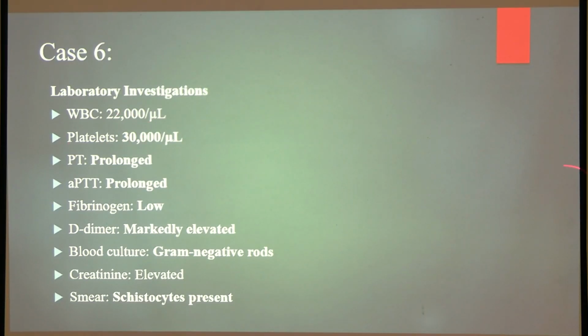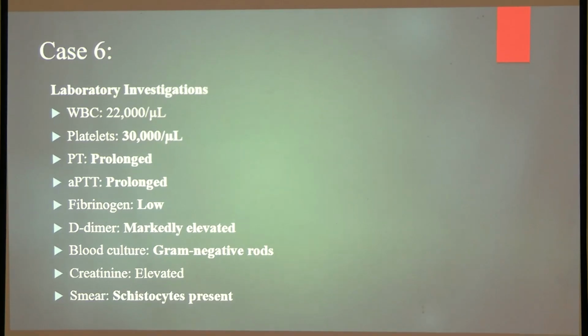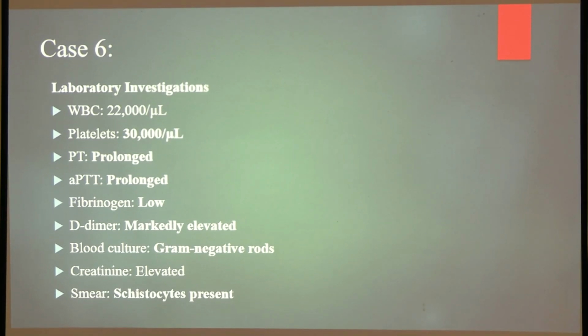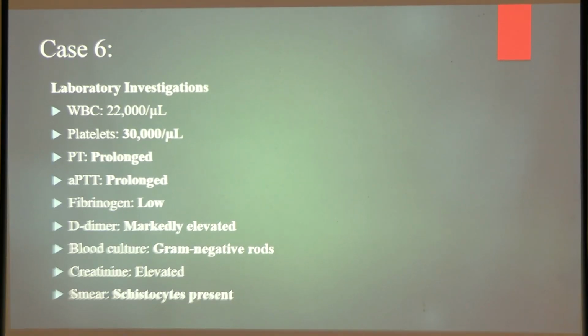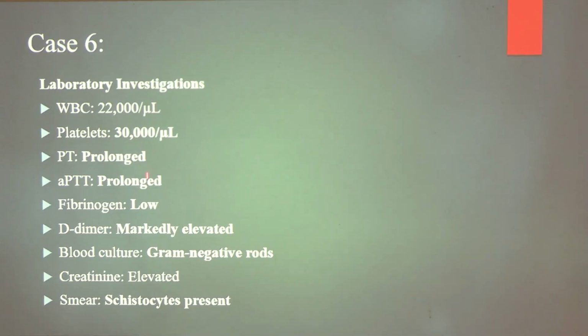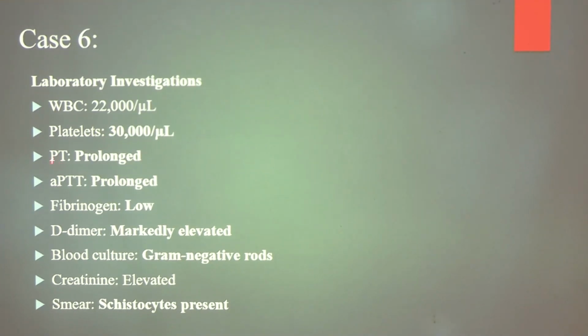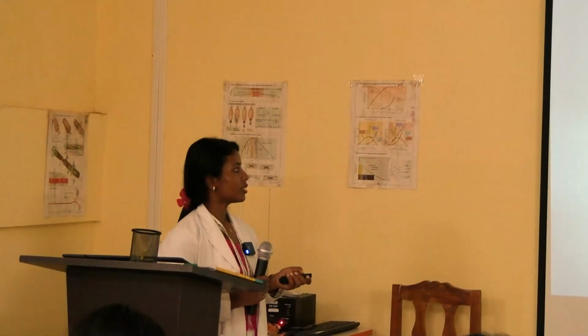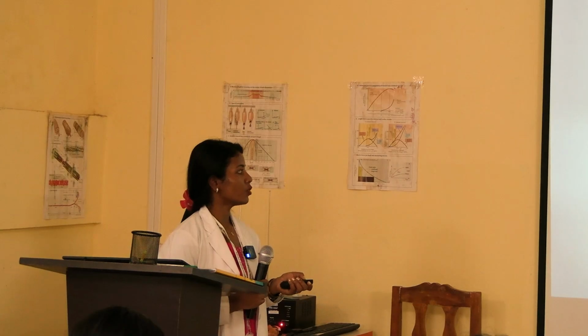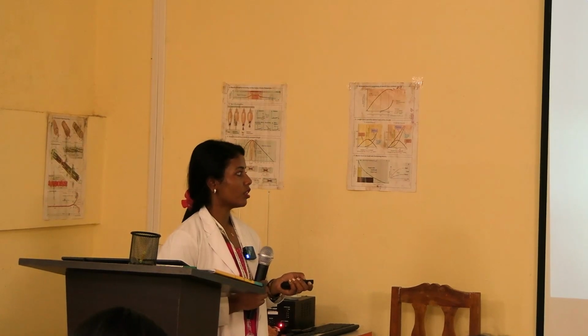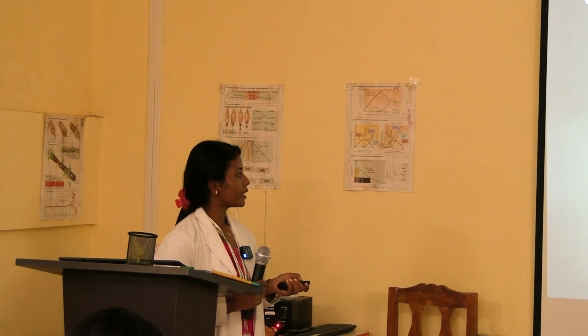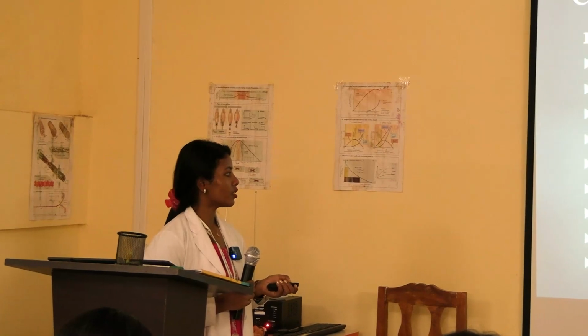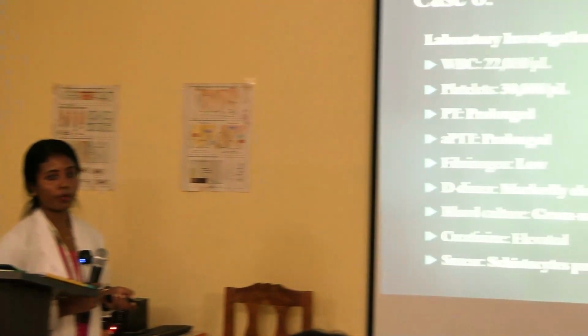In which condition does WBC count increase? In case of infection, septic conditions, it will increase. And platelets decrease again. Then PT, prothrombin time, is prolonged, aPTT is prolonged, fibrinogen is low, D-dimer is elevated, and in blood culture we can see gram negative rods, gram negative bacilli. Then creatinine is elevated, and in the smear you see schistocytes are present.